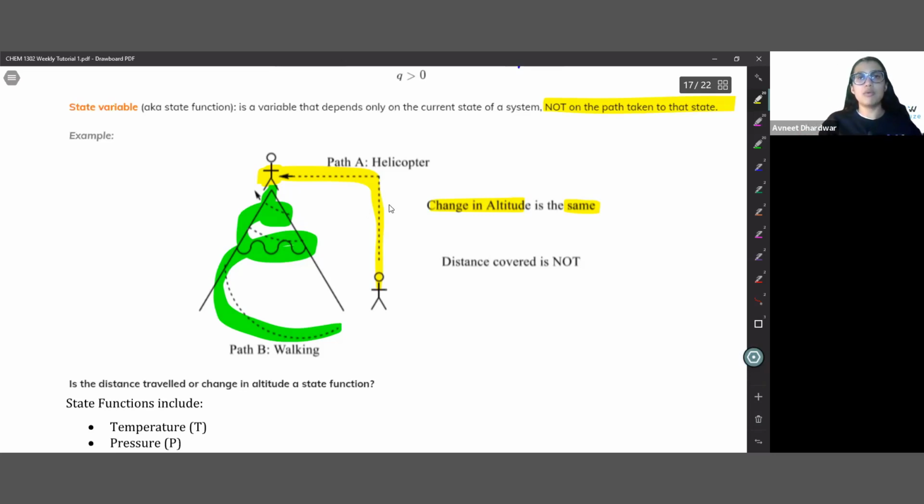If a variable actually depends on which path you take, and it's different depending on which path you take, then that's a path function. So distance covered: it might take me 6 hours to climb this mountain, a very far distance, whereas in the helicopter it's a much shorter distance. So the distance, depending on which way I took, was different. So that's why we say it's a path function. It actually does depend on the path you take to get there.